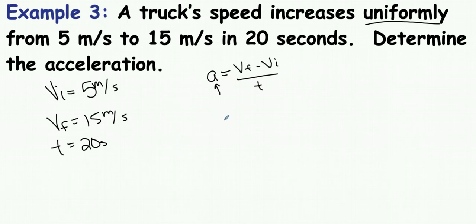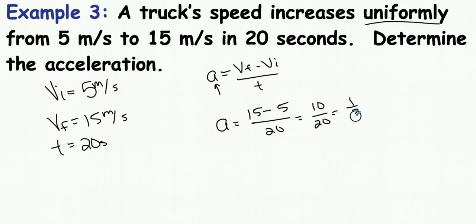All right, so it's 15 minus 5 over 20. So 15 minus 5 is 10 over 20. That gives us 1/2. And I would like you to write it as a decimal, so it's 0.5 meters per second squared. Okay, so we're increasing at a rate of 0.5 meters per second squared. So every second, I'll be going 1/2 a meter per second faster.